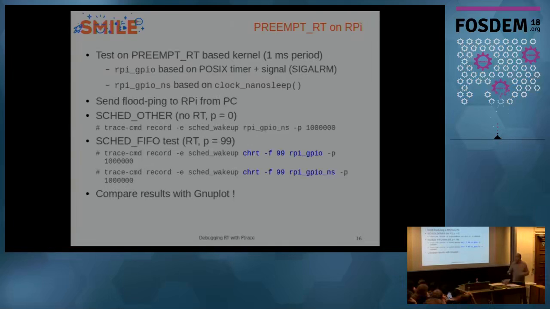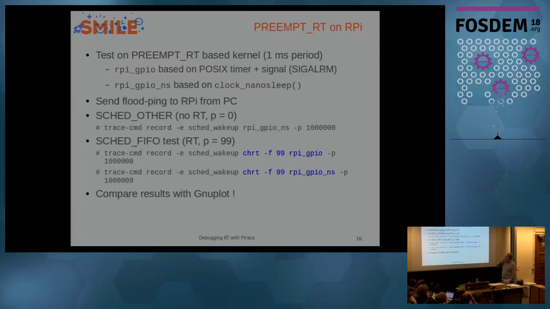I will show another way to work with Ftrace. I will test PREEMPT_RT on a Raspberry Pi with a 1 millisecond period. Another program generates activity on the GPIO. There are two versions: the first uses a POSIX timer and signals, the SIGALRM signal, and the second is based on nanosleep. So you can load the Raspberry Pi with flood ping or anything you want.